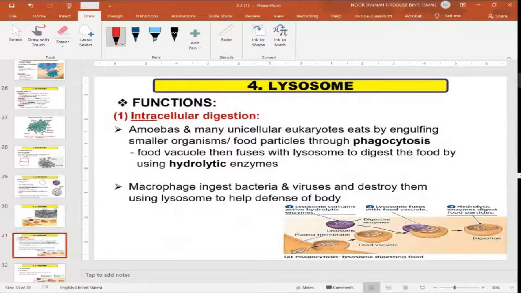Lysosome is important for intracellular digestion. Dia ada beberapa. Pertama, intracellular digestion. For example, our own red blood cell lah. White blood cell yang saya ceritakan tadi. Ataupun amoeba. Amoeba dengan white blood cell, dia punya konsep dia, dia punya cara living dia lebih kurang sama. Cuma amoeba ni duduk di luar, persekitaran luar. Manakala white blood cell kita dalam badan kita.